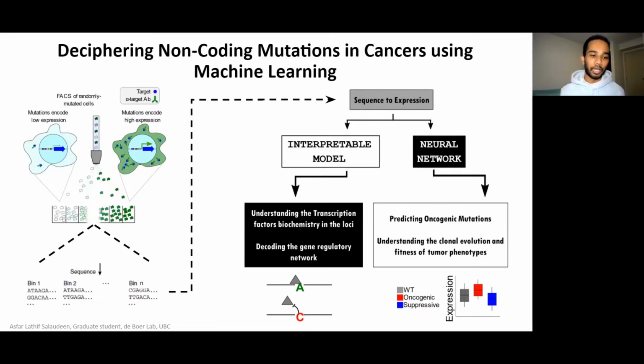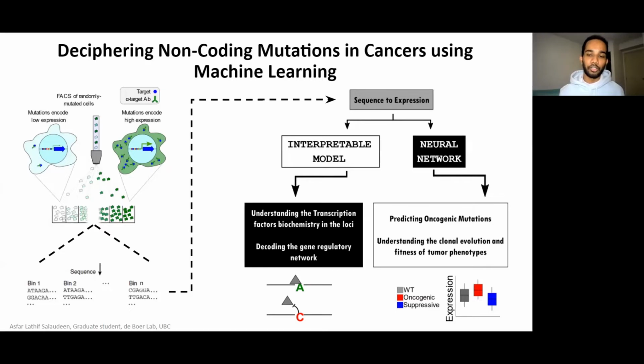And once we have that, we will be able to sequence the particular target region and match that sequence to the corresponding expression level. This will give us sequence to expression data that can be used to train machine learning models. Using this training data, I'll be building an interpretable biochemical model that takes into account the known transcription factor biochemistry and will be able to understand how the variation can change the dynamics of transcription factor binding in that area, and thus giving us an overview of what exactly is happening in that gene regulatory network.